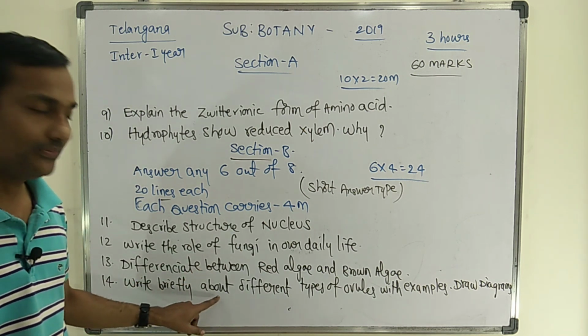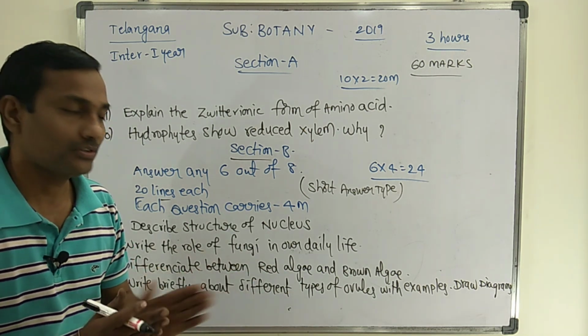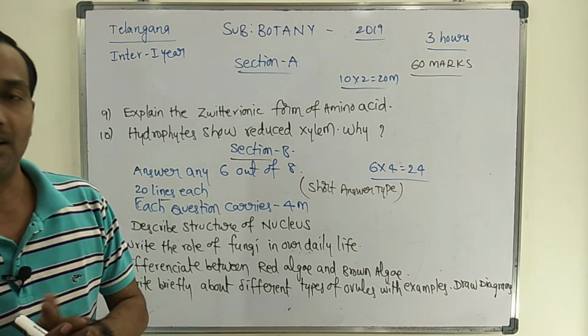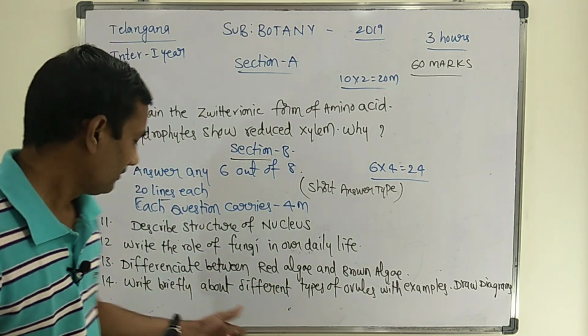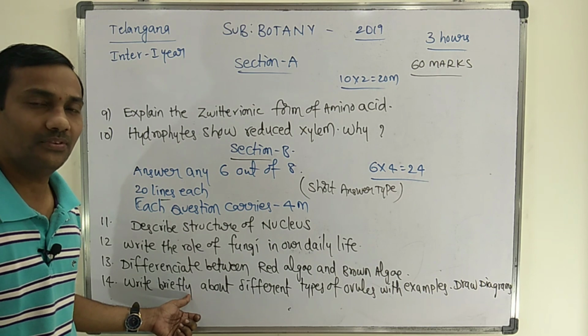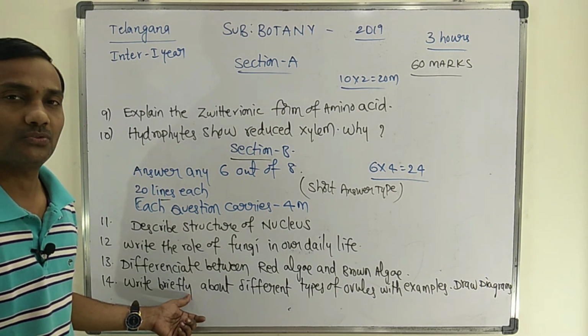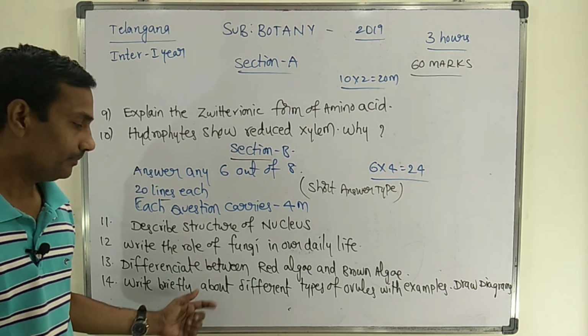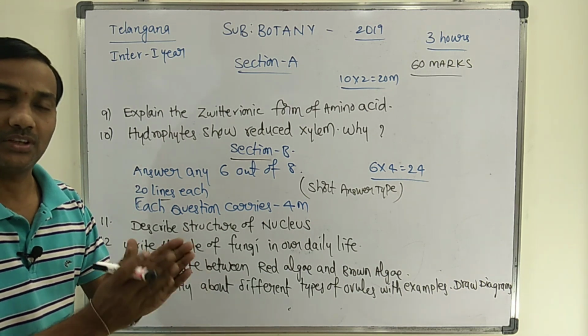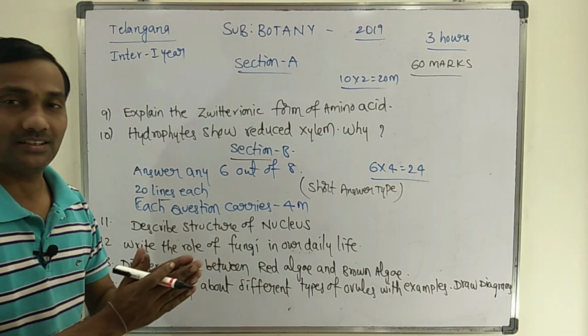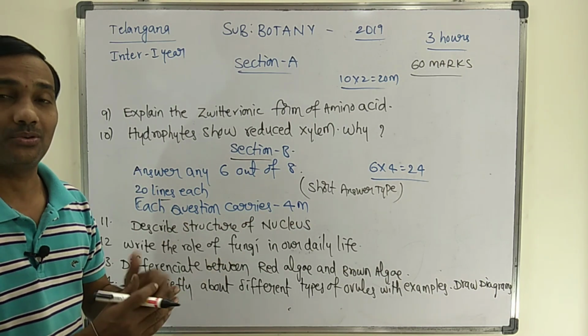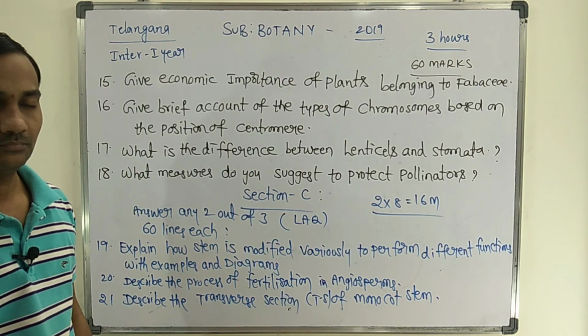14th, write briefly about different types of ovules with examples and draw diagrams. For this question, there are three different types of ovules: orthotropous ovule, anatropous ovule, campylotropous ovule. You have to describe the three different types of ovules, write examples, and draw diagrams.